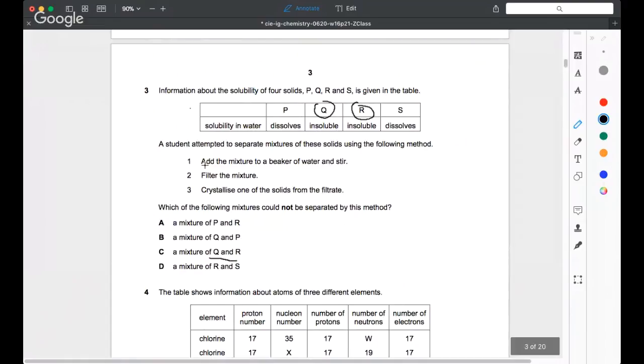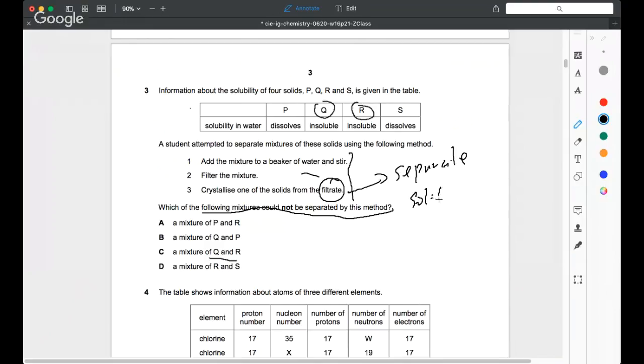Okay, question 3. Which of the following mixtures cannot be separated? That will be Q and R, because both Q and R are precipitates, so you cannot separate two solids using this method of filtration. Filtration is used to separate solid from liquid, but Q and R are two solids, so they cannot be separated by filtration. So C is the right answer.